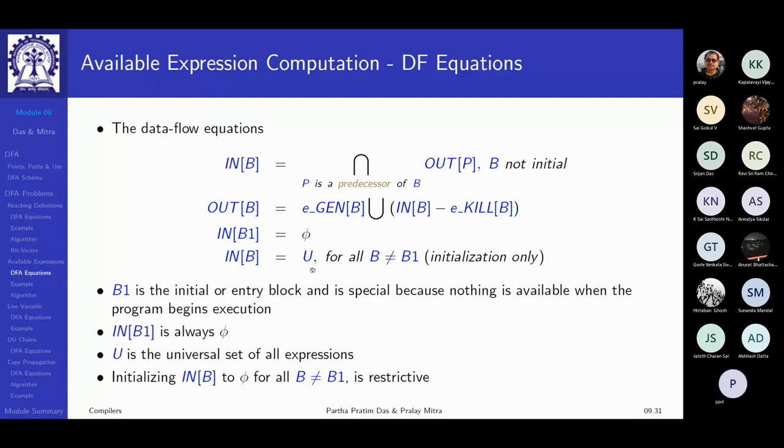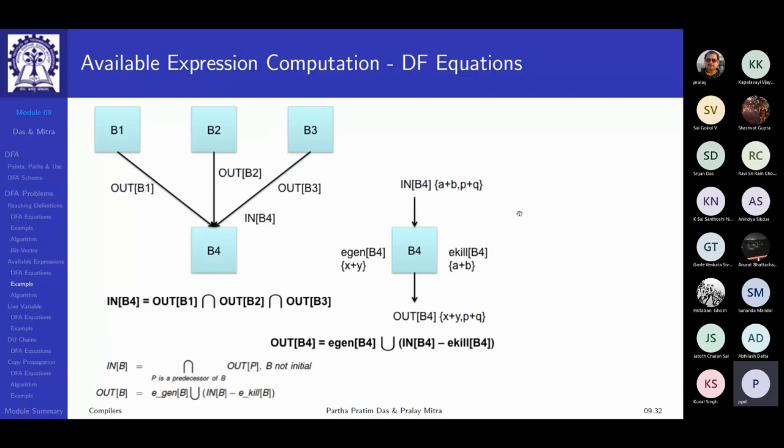For the rest, now note it here, the initialization is with the set of all expressions, universal set. Why is it so? Because you remember in the reaching definitions, we started with a null set and then started growing from the null set to the bigger sets. Here, we start with the biggest possible set and we'll keep on shrinking to the possible set, because here our underestimate is a subset. So we start with U, which is the set of all expressions in the program.